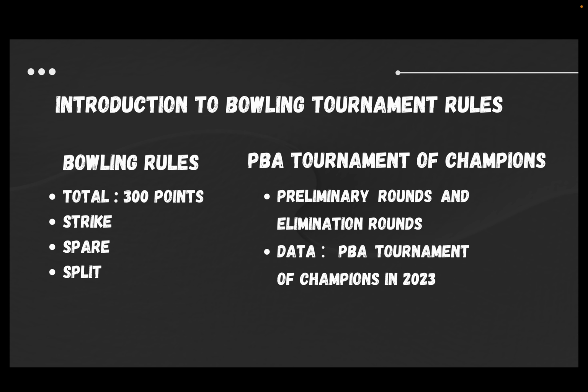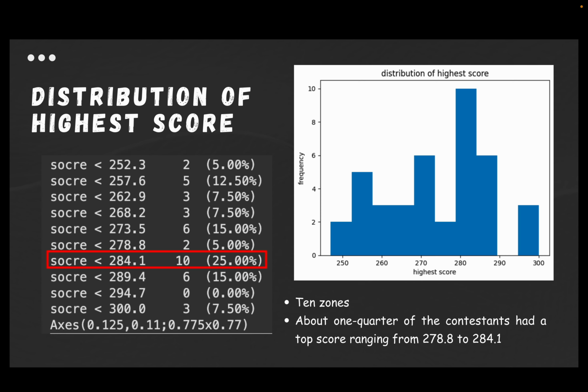I analyzed the total score of the top 40 players in the 2023 PBA Tournament of Champions, considering all games from the preliminary rounds to the final. I divided the player scores into 10 equal intervals and created histograms.